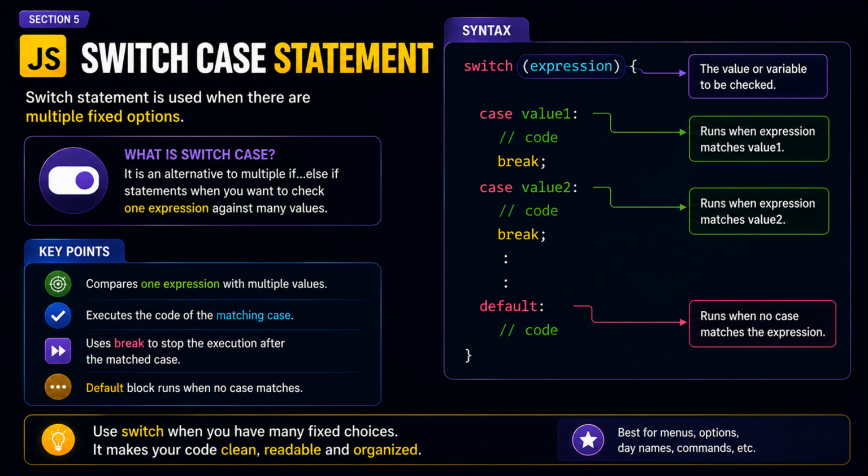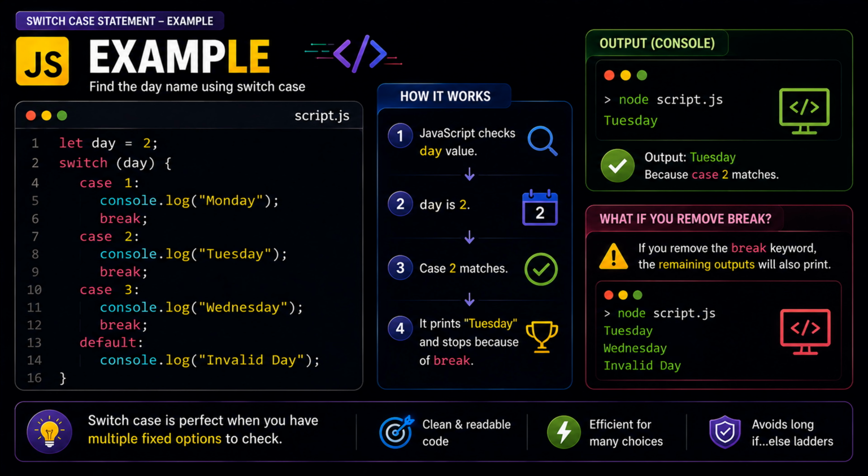Section 5, switch case statement. The switch statement is used when there are multiple fixed options. Syntax: switch (expression), case value: code; break;, and default. Example: let day = 2; switch (day) { case 1: console.log("Monday"); break; case 2: console.log("Tuesday"); break; case 3: console.log("Wednesday"); break; default: console.log("Invalid day"); }. JavaScript checks the day value. Day is 2, case 2 matches, output Tuesday. If you remove the break keyword, it will print the remaining outputs.